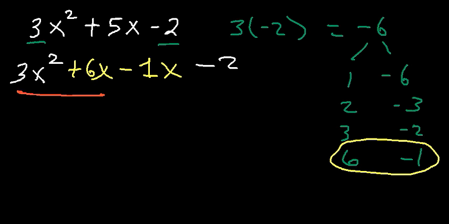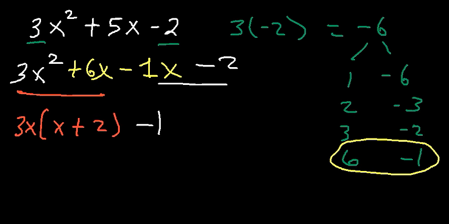So between 3x squared and 6x, the GCF is 3x. 3x squared divided by 3x is x. 6x divided by 3x is 2. Now for the last two terms, we're going to take out a negative 1. Negative 1x divided by negative 1 is x. Negative 2 divided by negative 1 is plus 2.